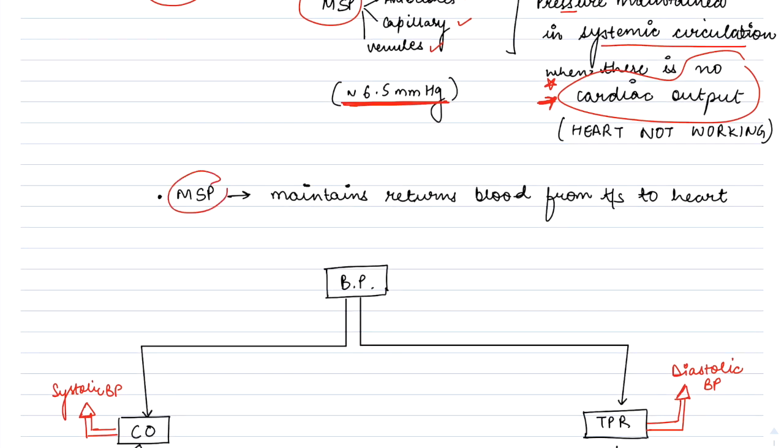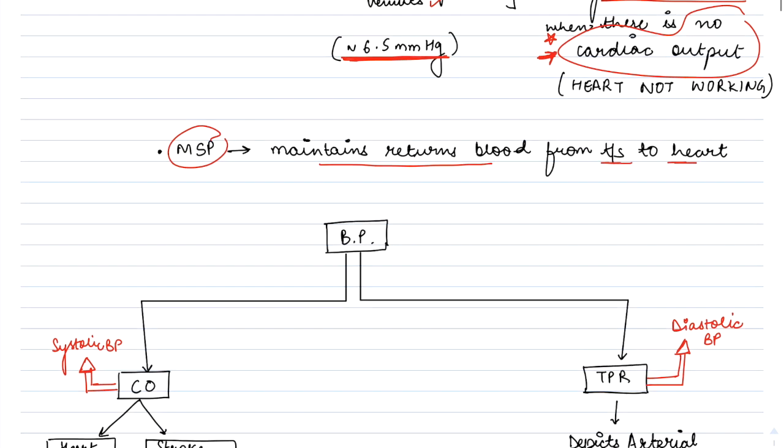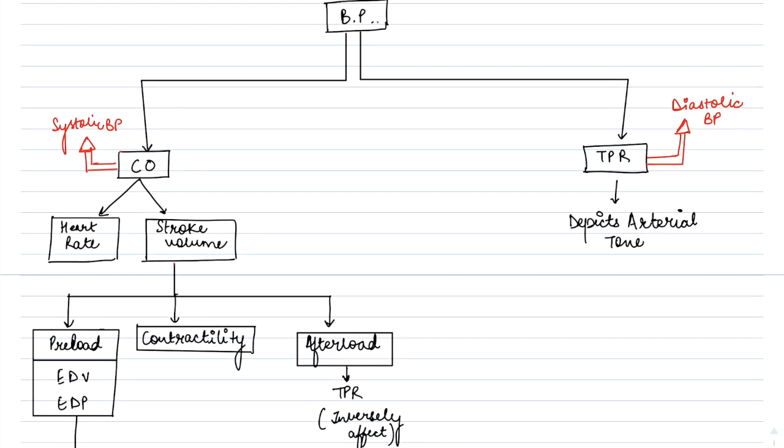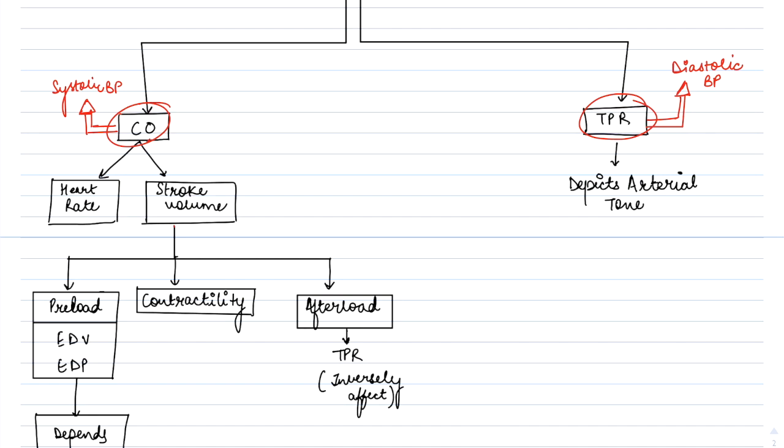Okay, and this mean systemic pressure maintains return of blood from the tissues to the heart even when it is not working. Okay, so as we have studied in physiology, the blood pressure is dependent on the cardiac output and the total peripheral resistance. So cardiac output is dependent on two factors, the heart rate and the stroke volume. And remember, the cardiac output is going to reflect to the systolic BP. That is, changes in the cardiac output will change the systolic BP, while the changes in the total peripheral resistance will change the diastolic BP.